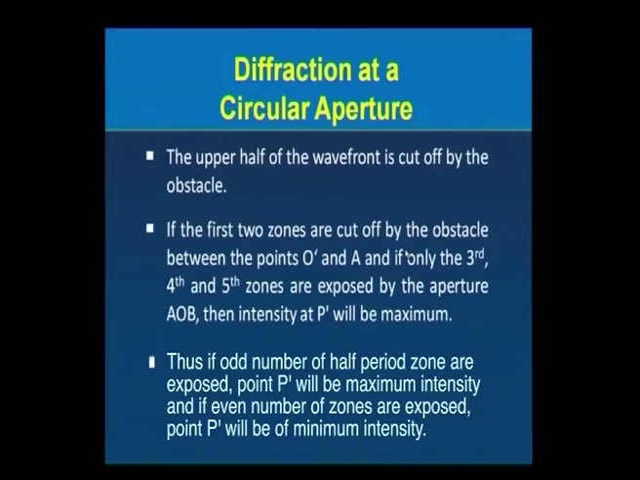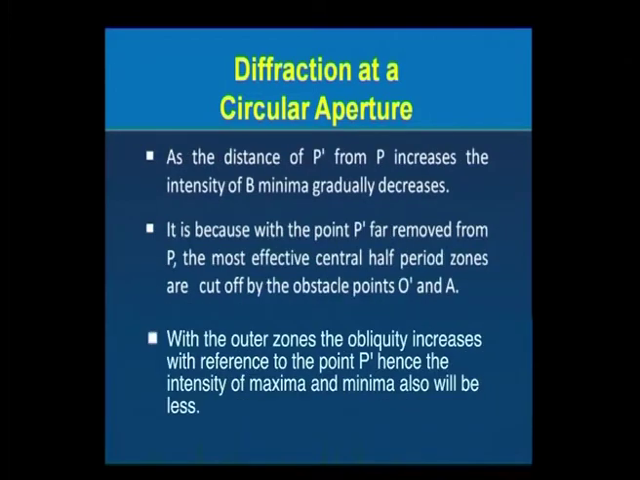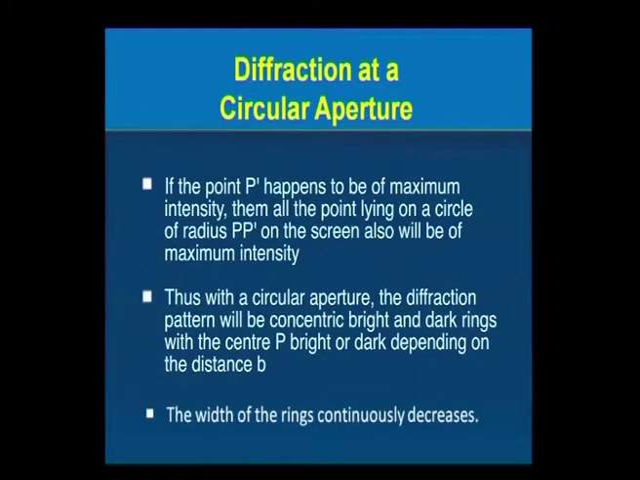So, if the first zones are cut off, what will happen? As the distance increases, the intensity will gradually start decreasing because of the obliquity factor. It is because with the point P prime far removed from P, the most effective central half period zones are cut off by the obstacle from O prime to A. With the outer zones, the obliquity increases, the angle subtended increases with reference to the point P prime. Hence, the intensity of maxima and minima will also be less.